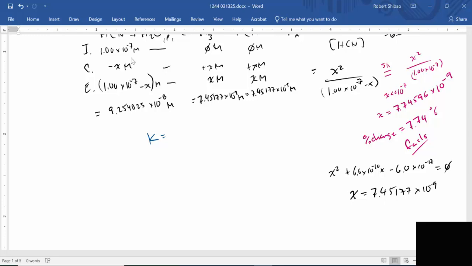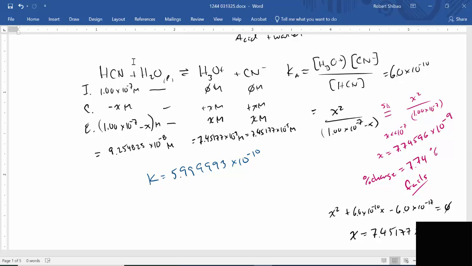And that gives me 5.99, how many nines do I have? 5 nines and a 3, times 10 to the negative 10. And we compare it. So this is the K I got from these equilibrium concentrations compared to the K that was given, 6.0. So we're good. This would round to 6.0.